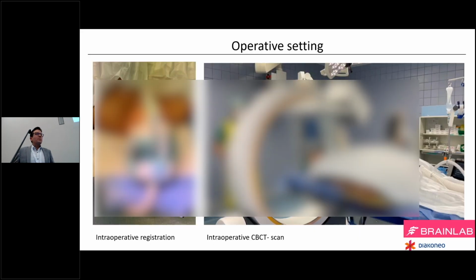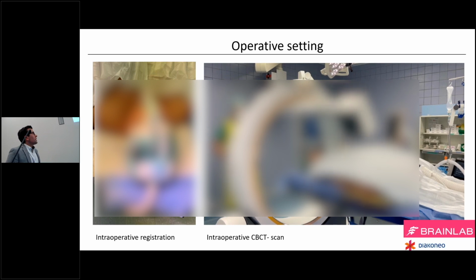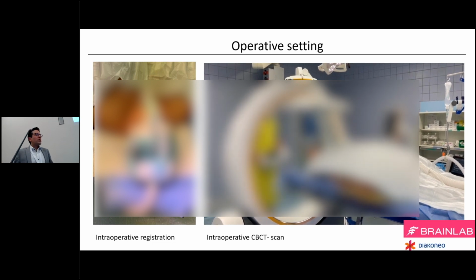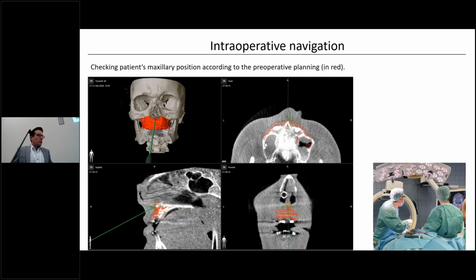So what was the setting? On the left side, you see the patient. For intraoperative navigation, you need a star when you do the registration. And on the right movie, you see the calibration of the CBCT scanner intraoperatively. So all of this is done before the operation by the team. And then we as a surgical team come in and do the operation.